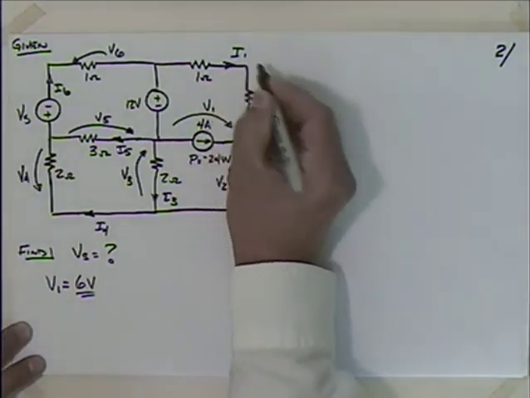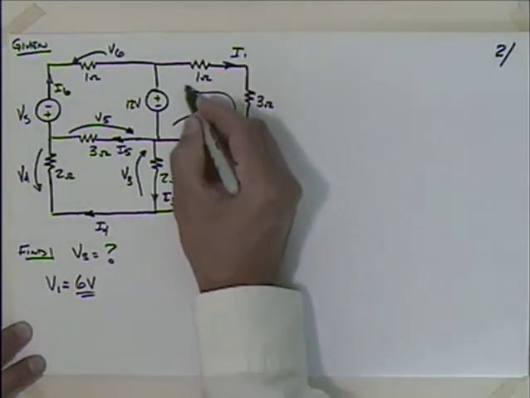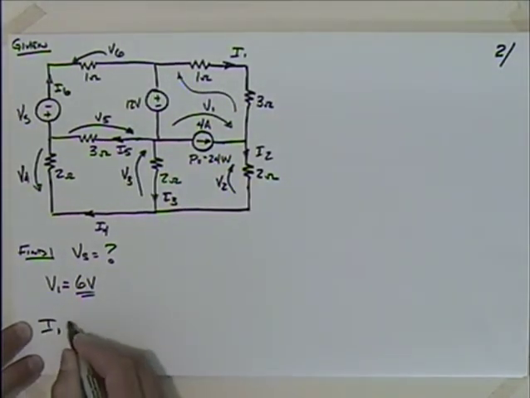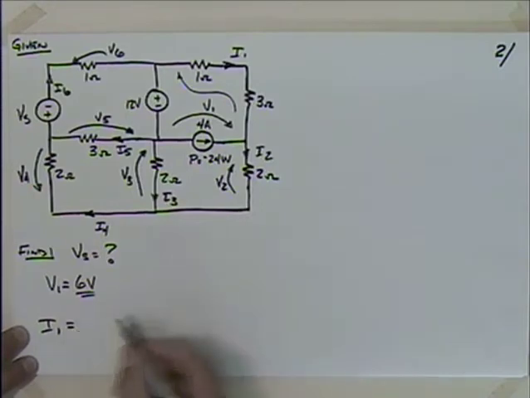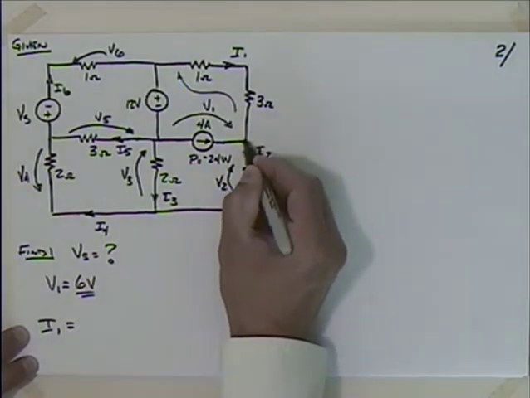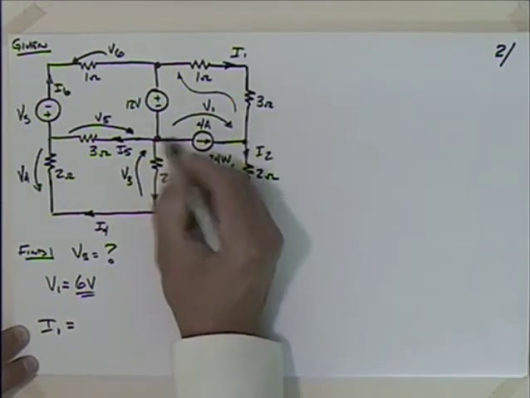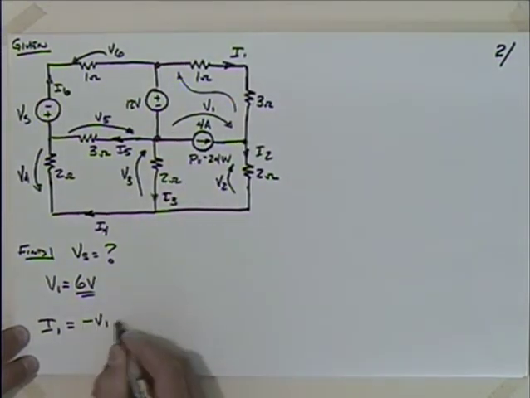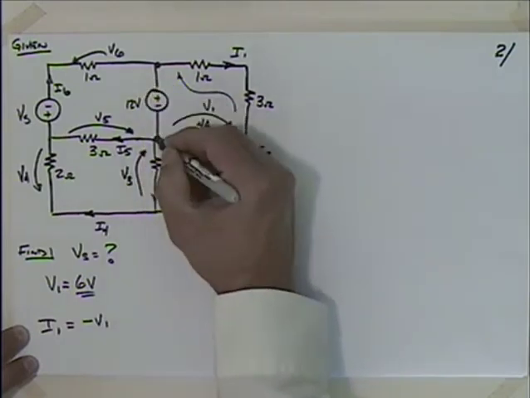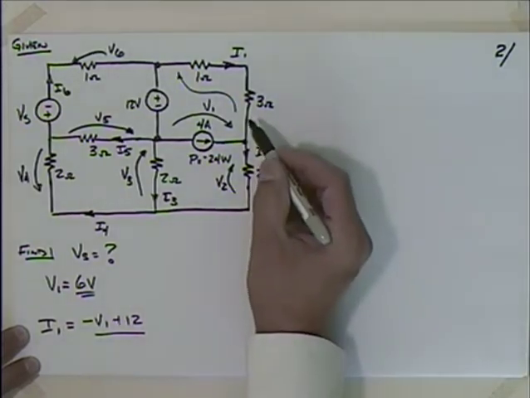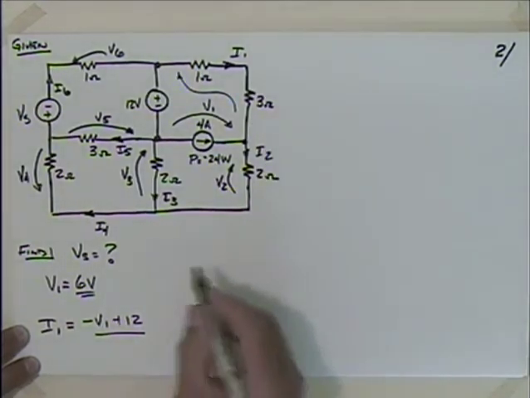If I want to figure out what I1 is, I really need to figure out that voltage across there, don't I? So I could say that I1 is going to be equal to, how do I get from here back up to there? Well, I could go this way. Going there is what? Minus V1. And then up here, from there up to there is 12. And then I have to divide that. I'm using Ohm's law. V is equal to IR.